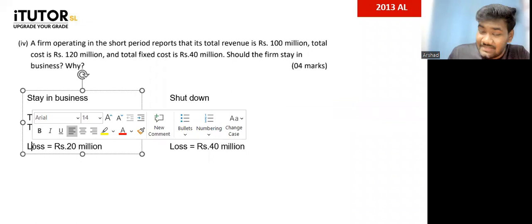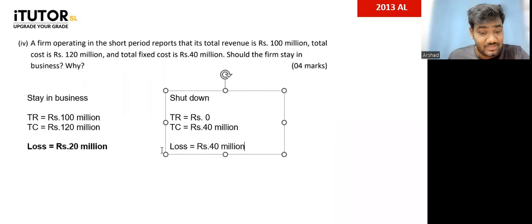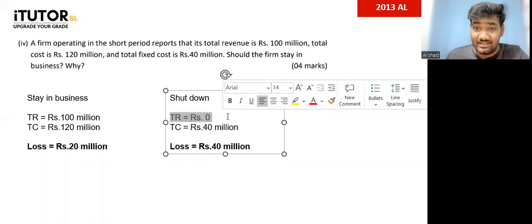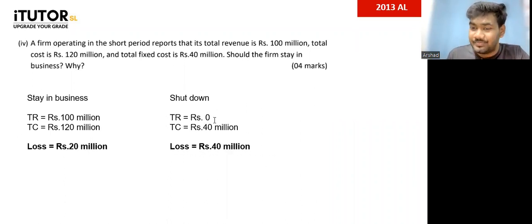If you stay in business, you make a loss of only 20 million. So which one is better? It's better to stay. If you shut down, total revenue is 0. Shutting down is a temporary closure, so where are you going to earn money? There is no revenue coming if you close. So continuing is better. That is what you need to explain.